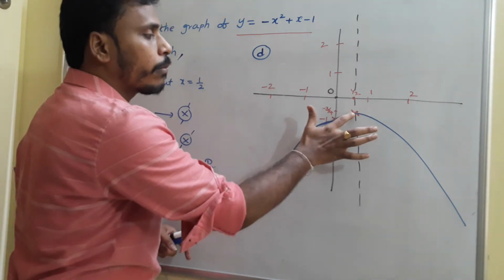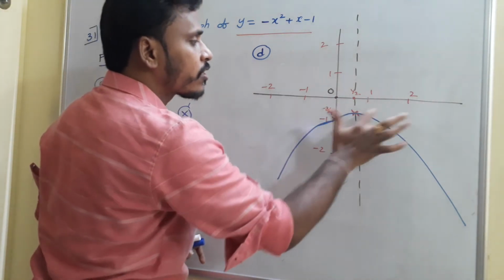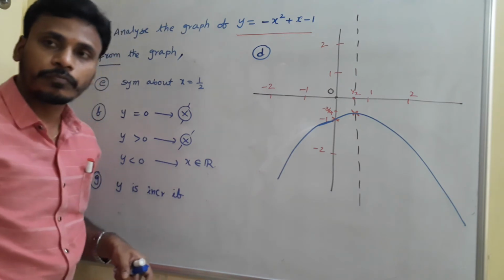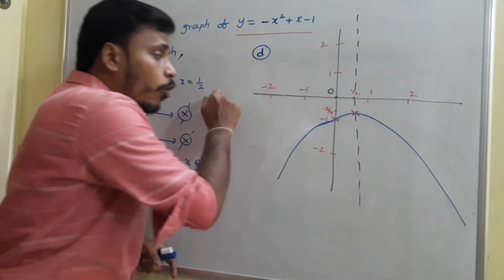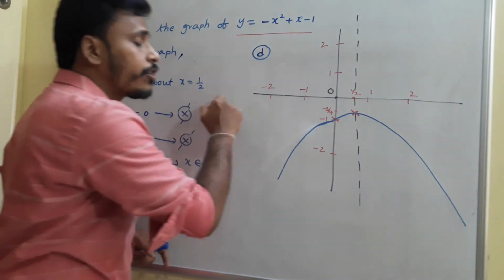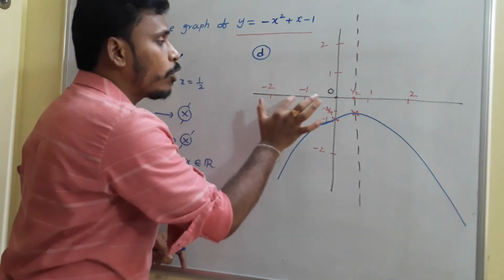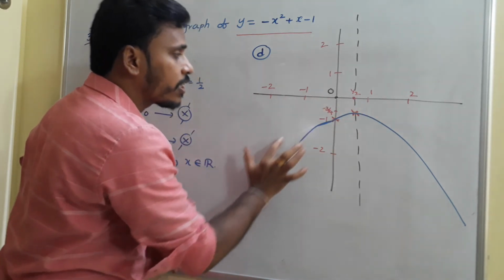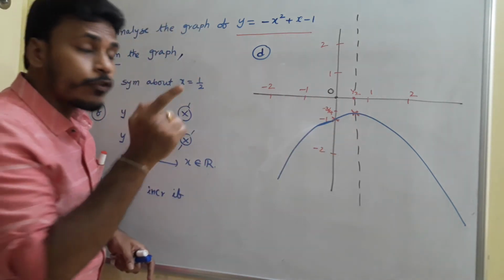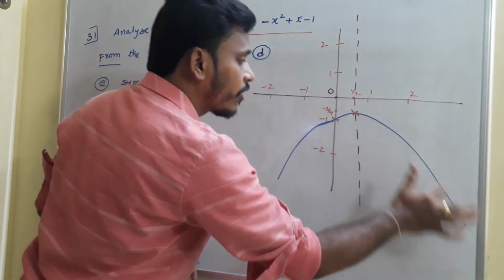And after this 1 by 2, the graph takes a turn, and if you change x like this, the graph is still decreasing. You just observe it. Always I will change the values of x from left to right, in an increasing manner. If you increase the values of x up to 1 by 2, the graph is increasing along with x. If you increase the values of x after 1 by 2, the graph is decreasing.